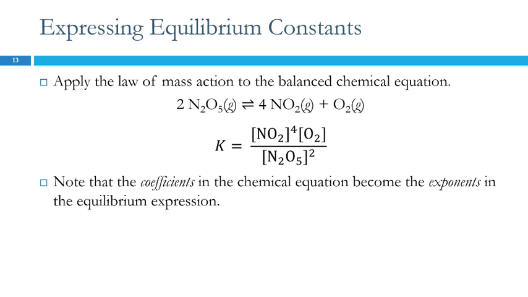Here's an actual chemical equation. The equilibrium constant is going to be equal to the concentration of NO2 to the 4th power times the concentration of oxygen to the 1st power. We don't write the 1. Divided by the N2O5 concentration squared. So the coefficients become the exponents.